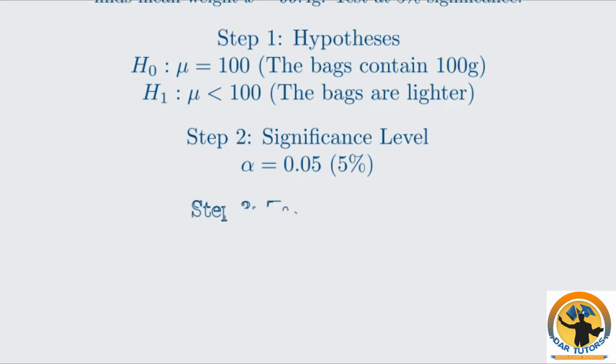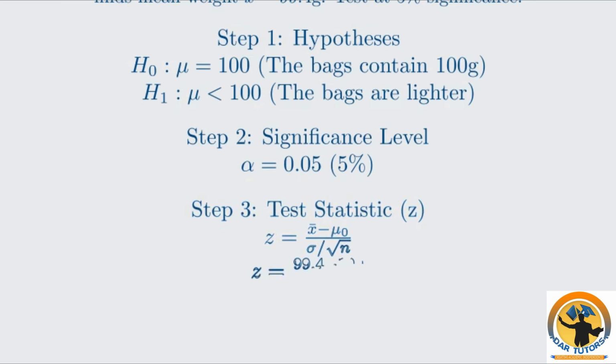Now for step 3, we calculate the observed test statistic z. The formula is x bar minus mu naught, divided by sigma over the square root of n. Plugging in our values, 99.4 minus 100 divided by 1.6 over the square root of 40. This gives us approximately negative 2.37.